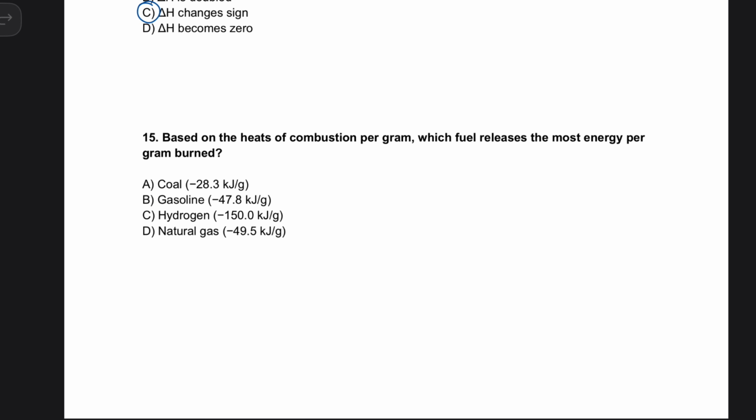Question 15. Based on the heat of combustion per gram, which fuel releases the most energy per gram burned? When we release the most energy, we look for the one that's the most exothermic, or the one with the most negative value, which is hydrogen.